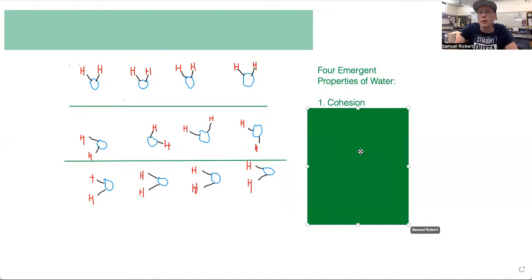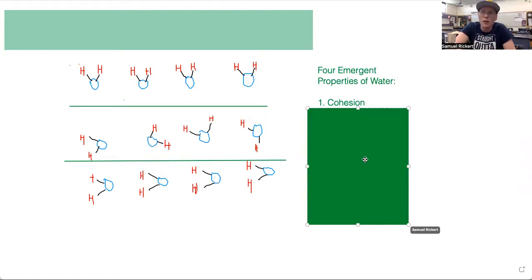Number 1, cohesion. And this one is the least surprising. When we say emergent, by the way, what we mean is that just by looking at a single water molecule, you could say it's polar, but you wouldn't be able to predict these properties just by looking at one. You have to understand how they're going to interact all together in a macro perspective.